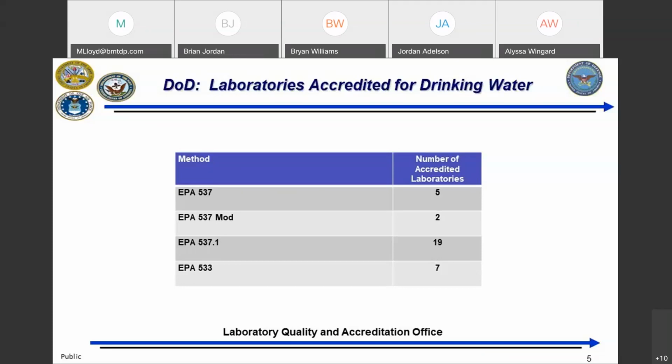The reason being, the 2 laboratories that have this on their scope of accreditation, it is listed as mod because they have just added 2 additional or 4 additional analytes to the method. So it's just an analyte thing. They're not doing anything different in the method other than adding some analytes, which technically it makes it a modification.